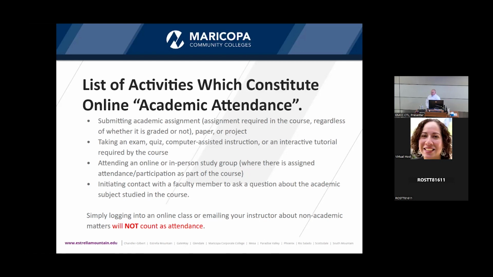The 4th bullet point is if a student reaches out by email to a faculty member, they can ask a question that's academic subject related, not when the class will meet, not if they like brownies, but actually an academic question. The problem with that is if you ever call a year later and you're trying to find that email to show academic attendance, it's a little bit more difficult. So probably having something in Canvas is a little easier to actually do. And then simply logging on to the online class does not count as attendance. They actually have to complete an actual assignment.